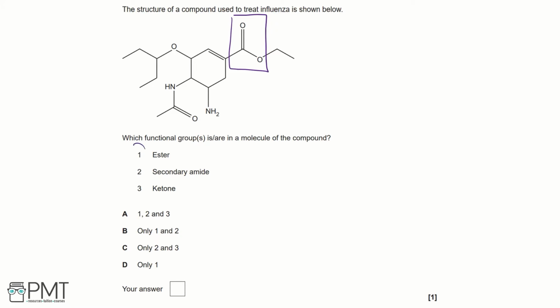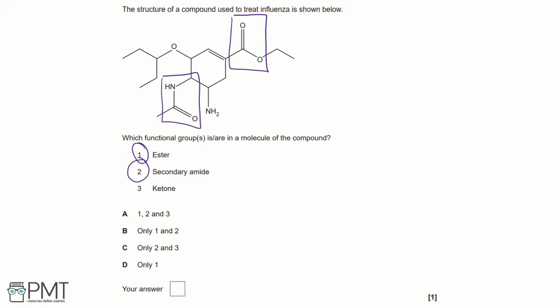So an ester group is present in this compound. Then looking for a secondary amide. Here we have a secondary amide because we have our amide group of our carbon double bond oxygen, our NH with R groups attached either side. So it's a secondary amide.